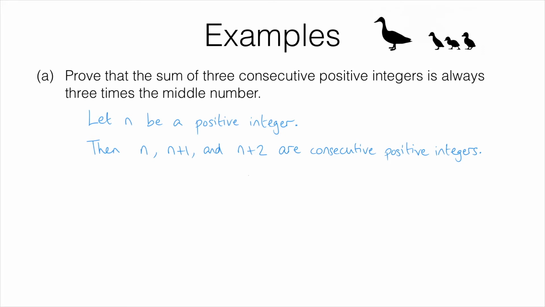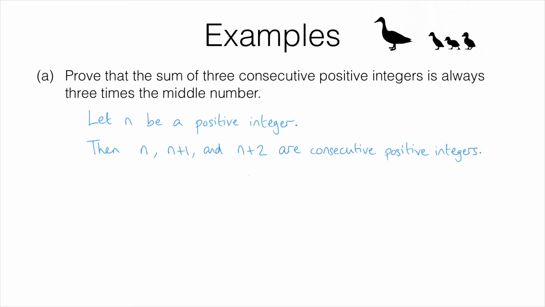Let's just check this makes sense. If n was 7, let's say, n plus 1 would be 7 plus 1, that would be 8, and n plus 2 would be 7 plus 2, and that would be 9. So we would have 7, 8, and 9, and those are indeed consecutive positive integers. But remember, this works for any value of n, so these could represent any 3 consecutive positive integers.